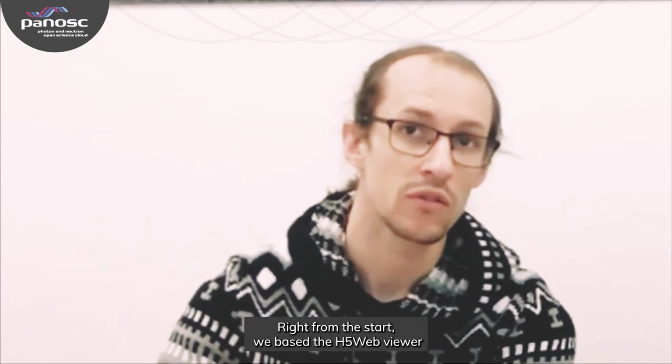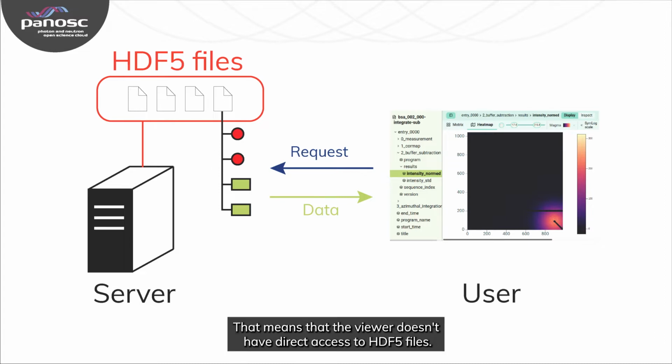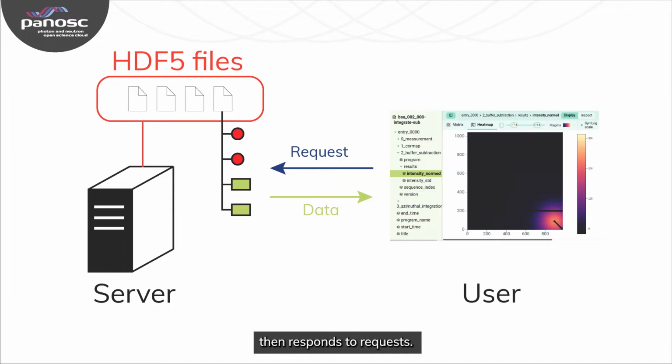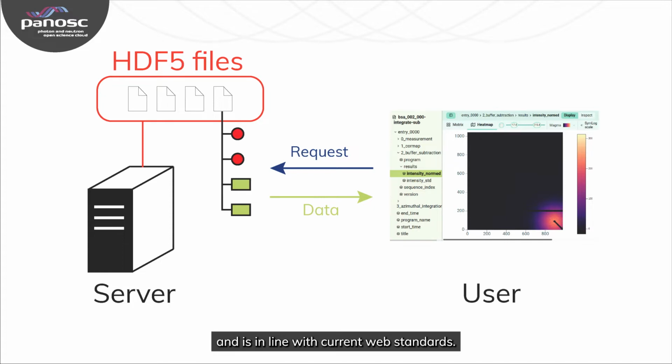Right from the start, we based the H5Web viewer on a flexible client-server architecture. That means that the viewer doesn't have direct access to HDF5 files. Instead, it makes requests to a server that then takes care of accessing the file, reading the data and the metadata that are requested by the viewer, and then responds to requests. This decouples the visualization part from the file access part and is in line with current web standards.